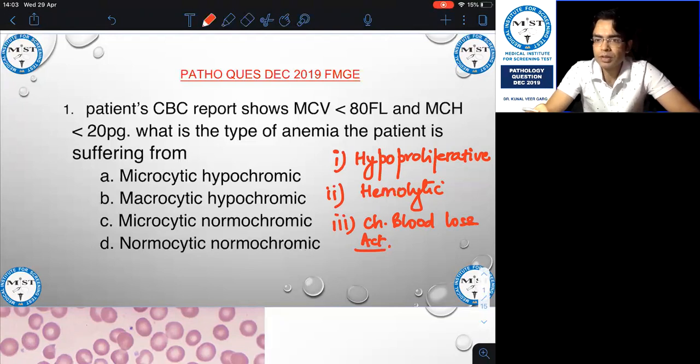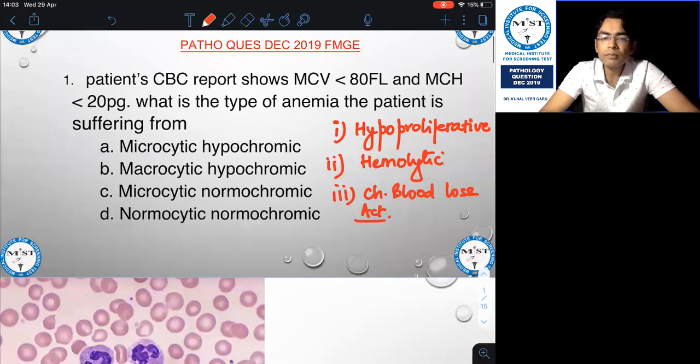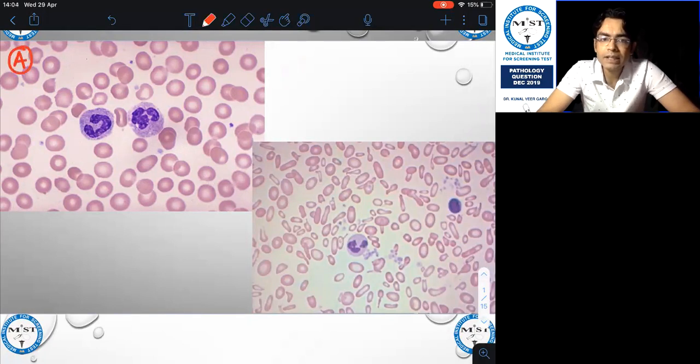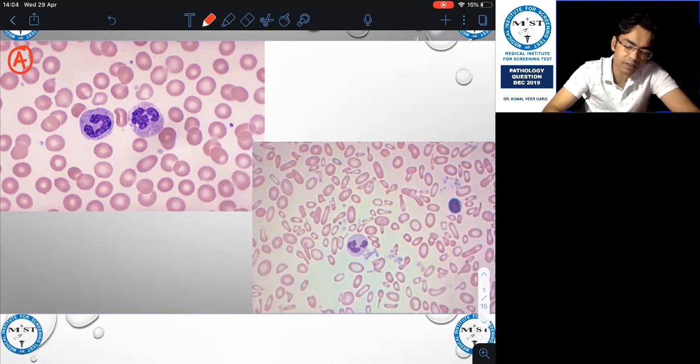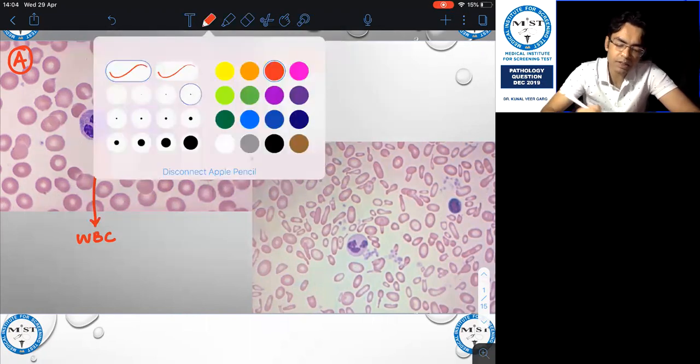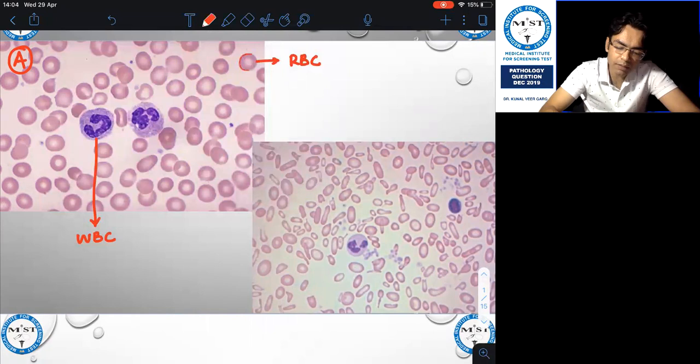Now in this patient, we are talking about anemia, so we are talking about RBCs. Now see this peripheral blood smear. In blood smear A, you are seeing these RBCs and WBCs. This is an RBC, and these cells here are WBCs. We are only concerned about the RBC right now because we are talking about anemias. Whenever you see an RBC, see what it looks like. It has the central pallor, the central area which is a little light in shade.